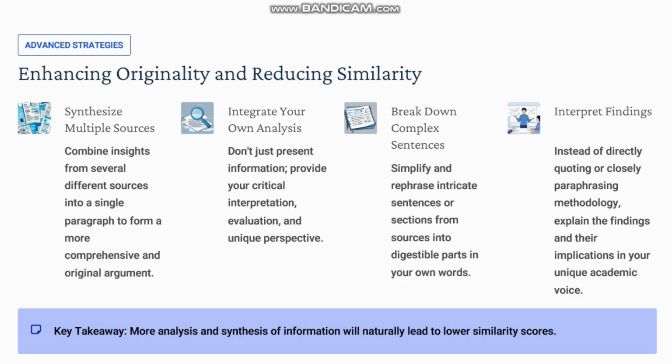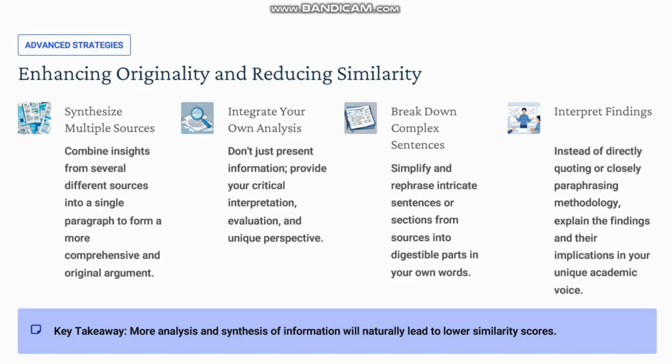The next is to break down complex sentences. So simplify and rephrase intricate sentences or sections from sources into digestible parts in your own words. So when you read something you wish to copy from a paper, and the grammar used is complex, you can break it down and say it in your own words. When you do that, you're actually paraphrasing.